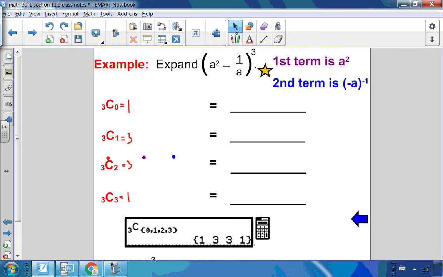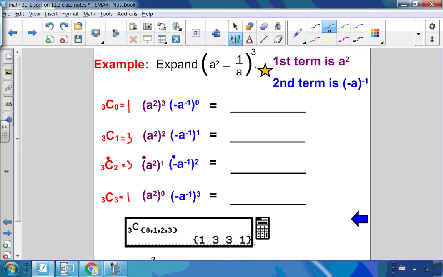My first term is a squared, so a squared is going to be to the exponent of 3 all the way down to 0. My second term, I'm writing it as negative a to the negative 1. That's going to start at 0 and increase until it gets to 3. So let's write out what we have so far. For my coefficients, I have 1, 3, 3, and 1.